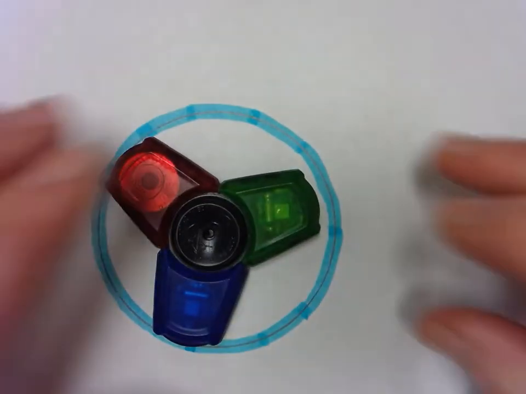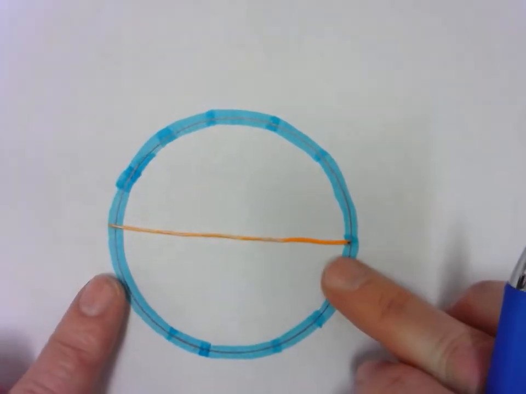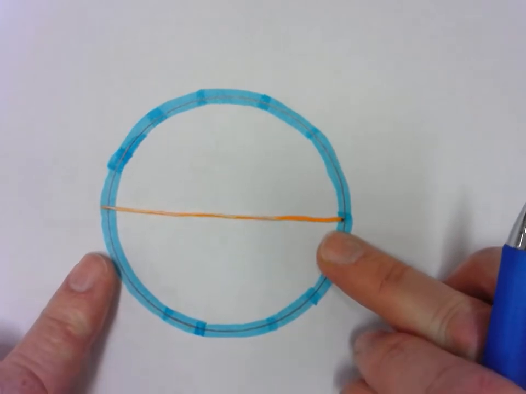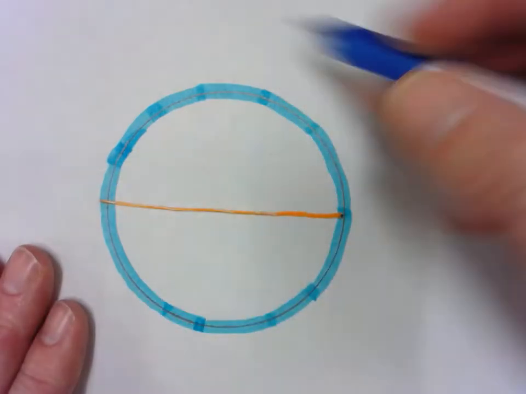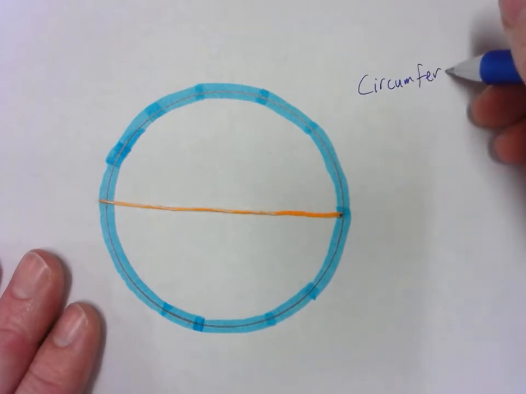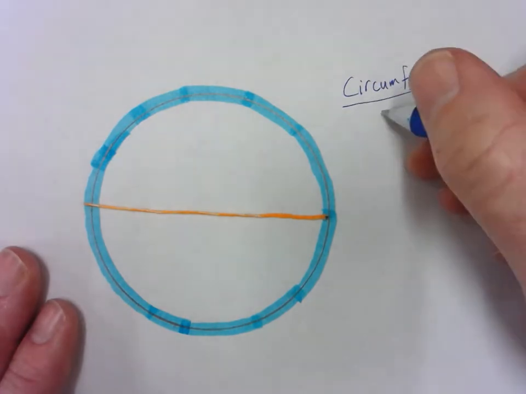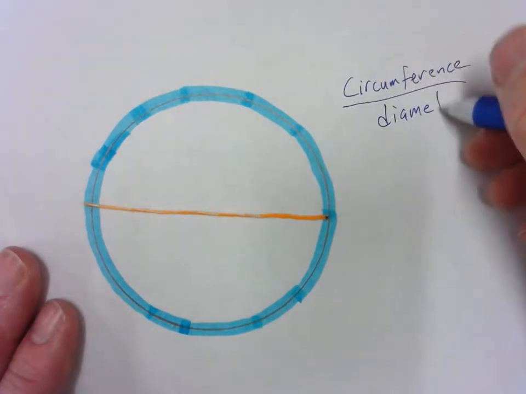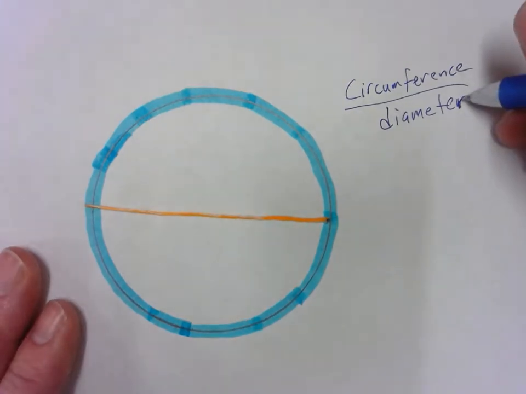Well, that's what we're going to do here. We're going to ask the question, how many times does the diameter fit around the circumference? So the circumference is the distance around the outside of the circle. So we're going to do circumference. Now remember, I'm a math teacher, not an English teacher. Circumference divided by the diameter. So we're going to figure out how many times the diameter fits inside the circumference. So how many times does it actually do that?